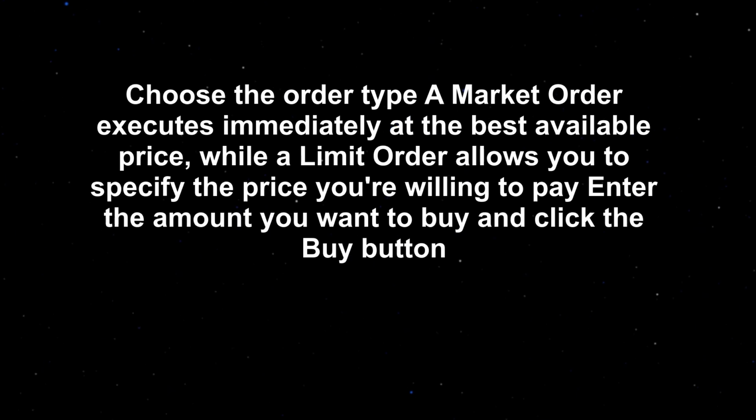Choose the order type. A market order executes immediately at the best available price, while a limit order allows you to specify the price you're willing to pay. Enter the amount you want to buy and click the buy button.